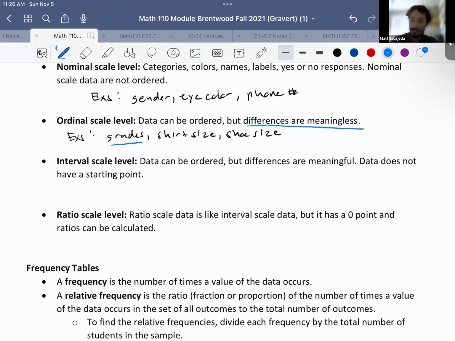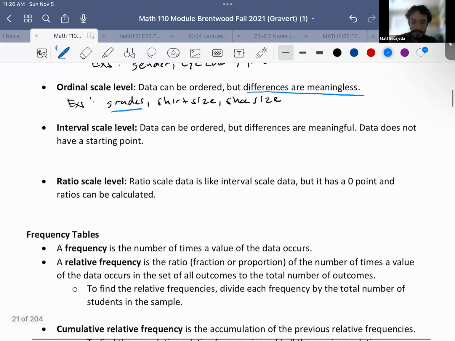Hopefully that makes sense. Let's look at the next level, the interval scale level, and that is data can be ordered, and differences are meaningful. We'll see what that means. This is different than ordinal, where differences are meaningless, but this one is meaningful.